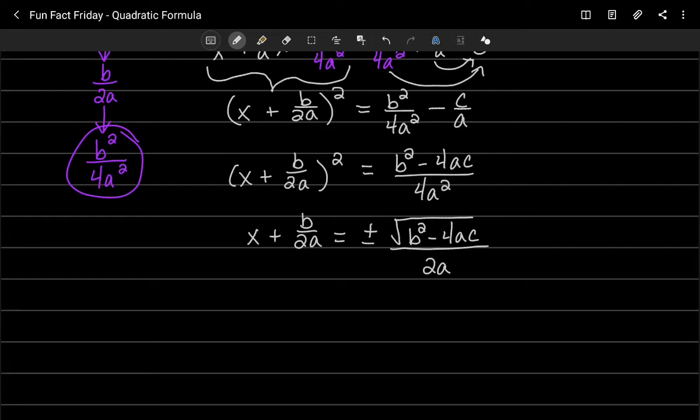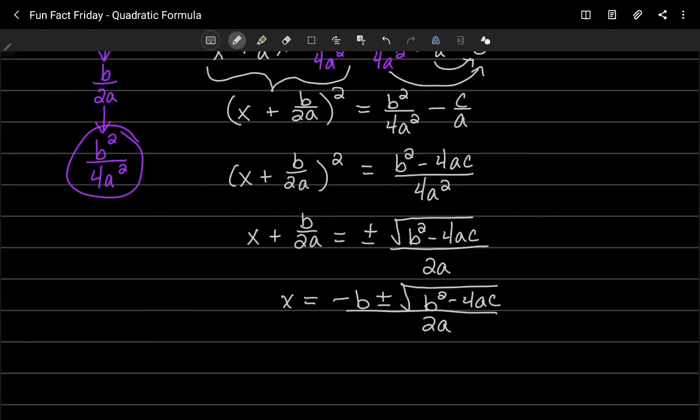All right, hopefully now you're noticing your quadratic formula in here. My last step, I just need to subtract the b over 2a, and I will have x by itself. But notice that b over 2a has a common denominator with my fraction already. So this is going to be great. So we get x equals negative b plus or minus the square root of b squared minus 4ac divided by 2a. And there's your quadratic formula.